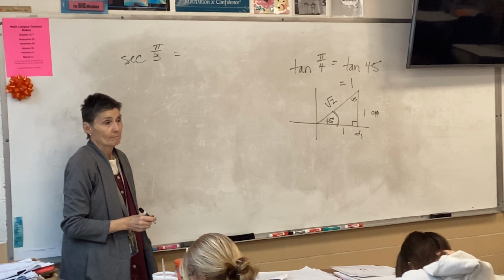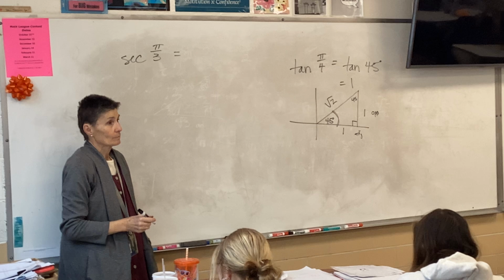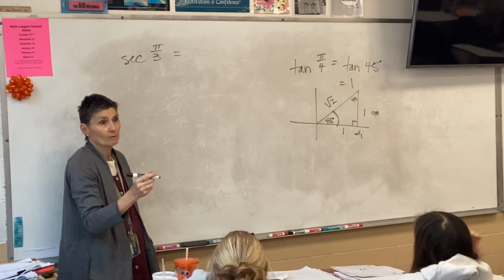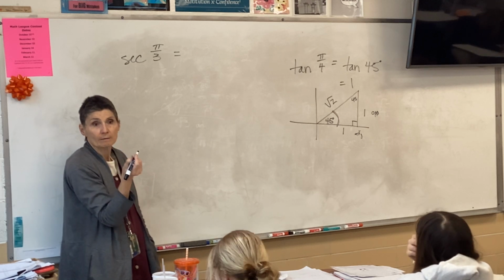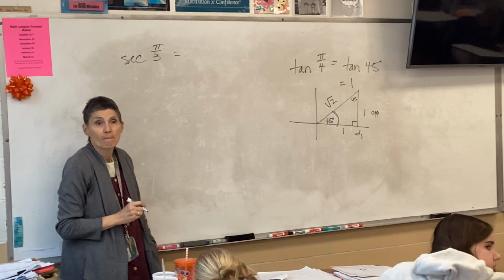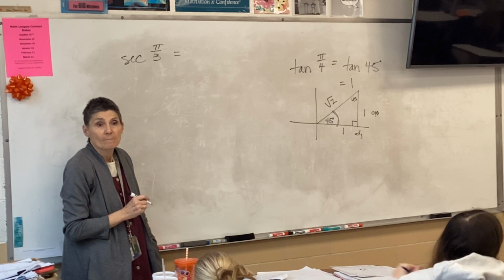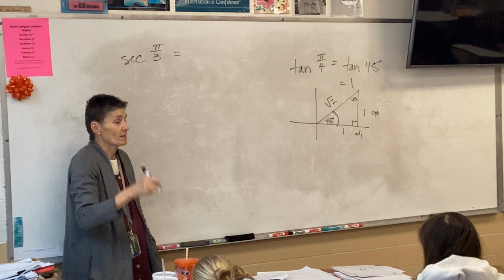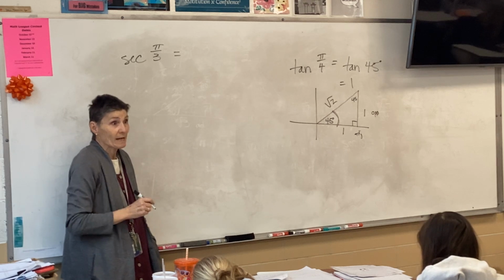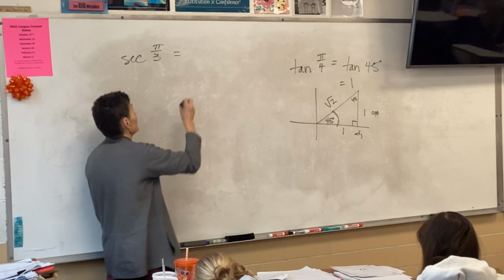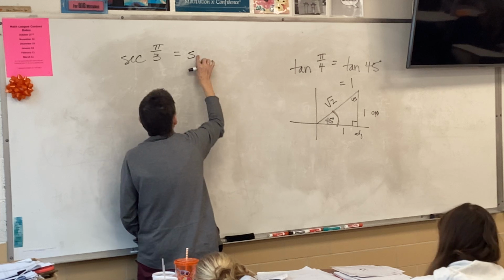Step 1. Julia, let's pick on our new friend, Julia. What's the first step, Julia? It's the secant of 60. Yeah, she wasn't even here yesterday, and she knows pi is 180, so pi over 3 will be 60.